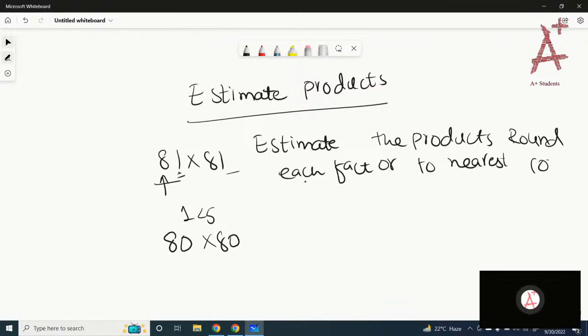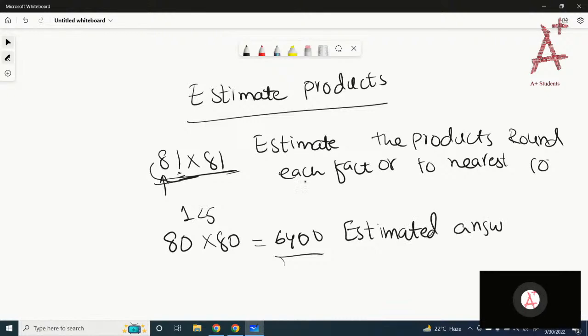Now let's just multiply them. 8 times 8 is 64. That means the estimated answer is 6400. Got it? You can multiply these numbers without finding the exact answer. That's the estimated answer. Got it? You can find the exact answer by multiplying both the numbers. So let's just multiply both the numbers for the exact answer.